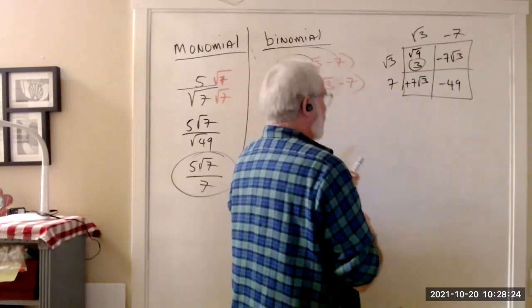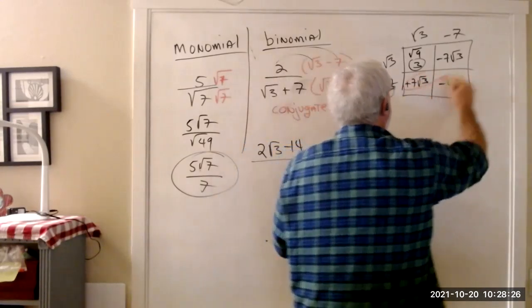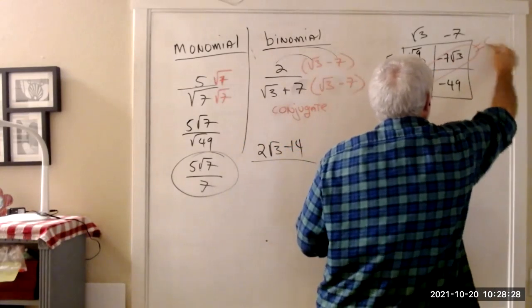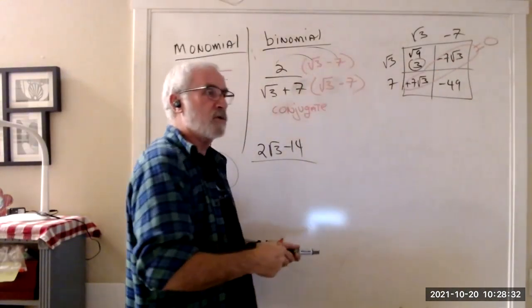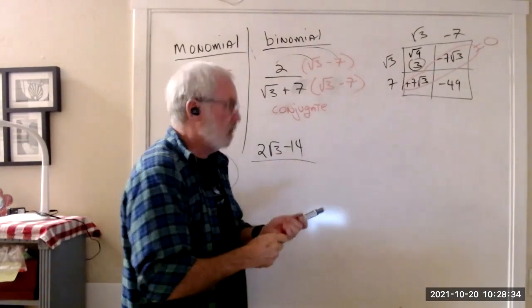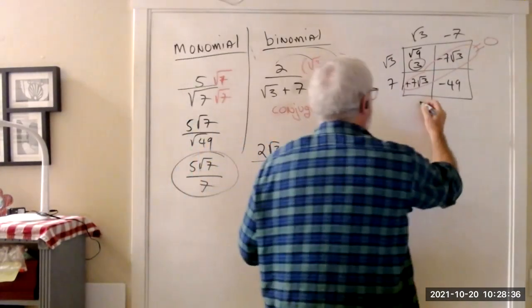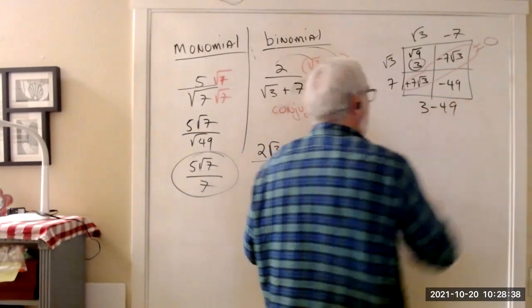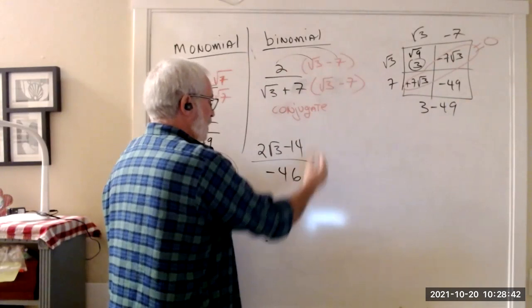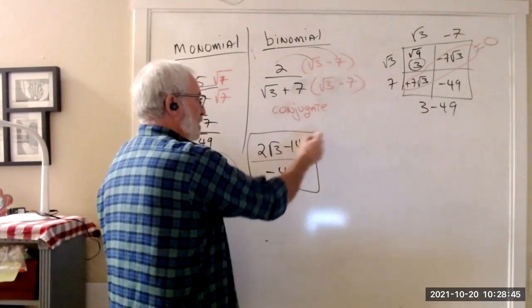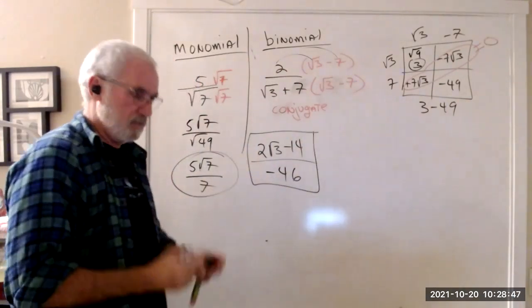So what happens here is these 2 cancel each other out. One's a positive, one's a negative. They're gone. So the problem becomes 3 minus 49, or negative 46. And that's the answer to this problem.